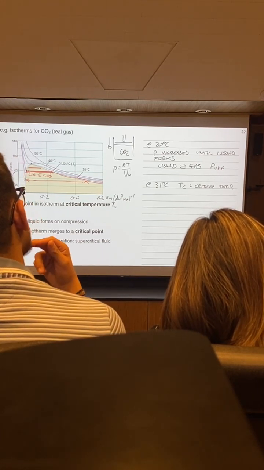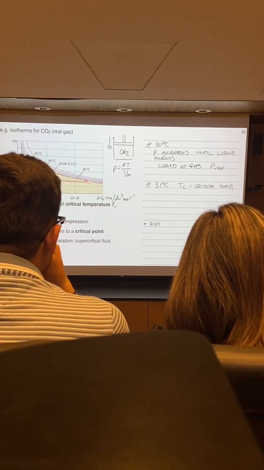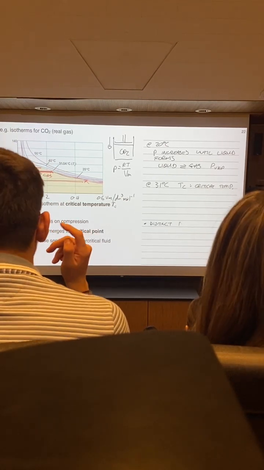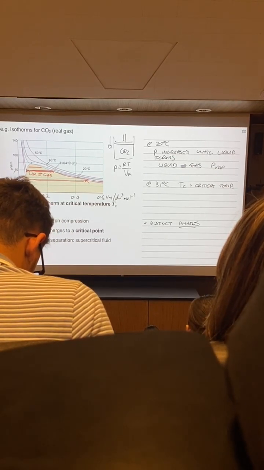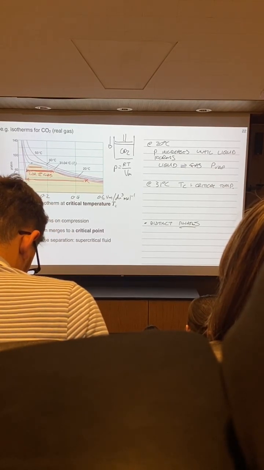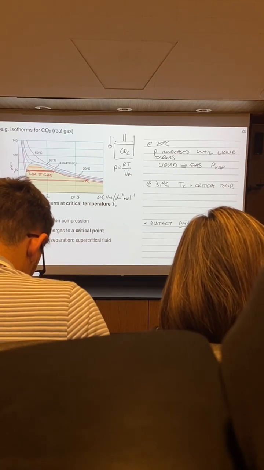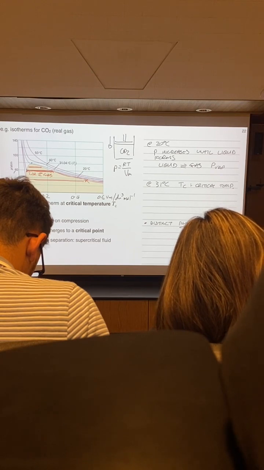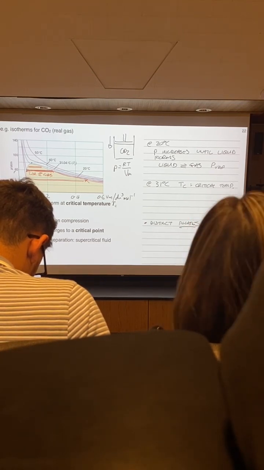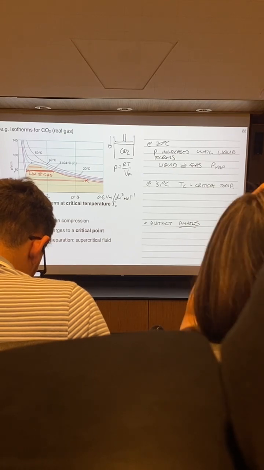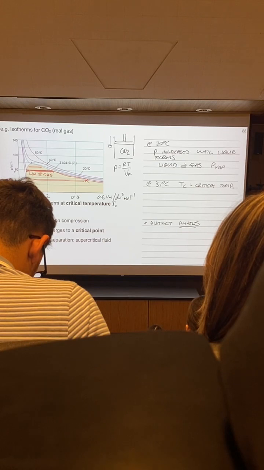So at temperatures below, we form a liquid on compression. That is, we form distinct phases. A distinct liquid and a distinct gas phase. They're separate. There's an interface that's clearly discernible between the two. Exactly at the critical temperature, my isotherm merges to a critical point. We don't have this region of flatness where we can continue to compress and have this gas liquefaction process. It all just coalesces into a single point.